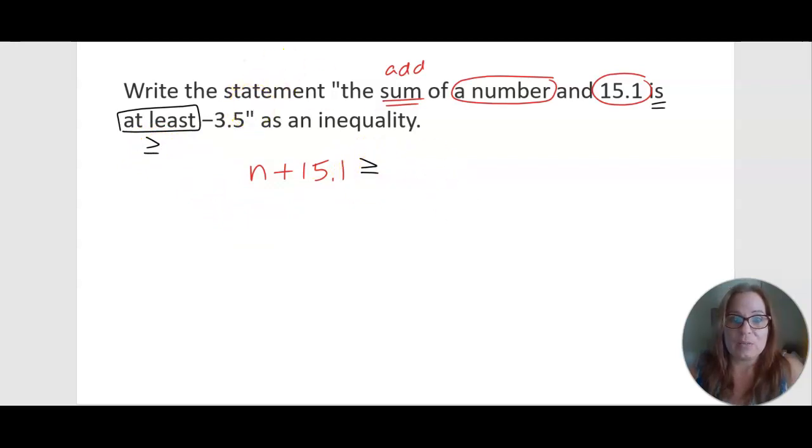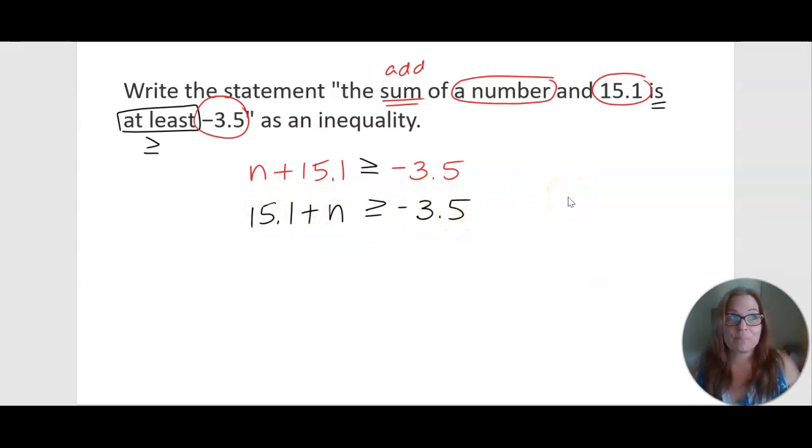And then we have -3.5. We'll just go on the other side. And we're not asked to solve this one, we're just asked to write the inequality. Now this could also be written as 15.1 plus n is greater than or equal to -3.5 because of the commutative property, right? Addition is commutative, which means 2 plus 4 is the same as 4 plus 2, right? So I could write the addition in any order. These would both be correct.